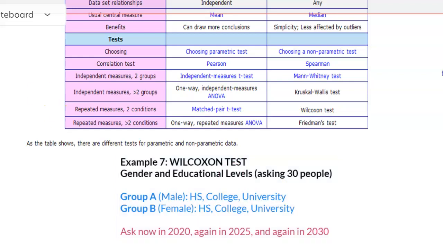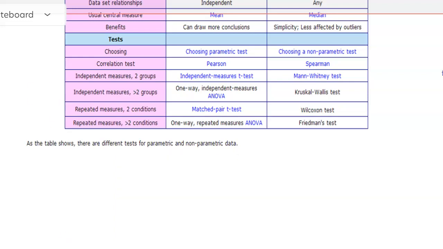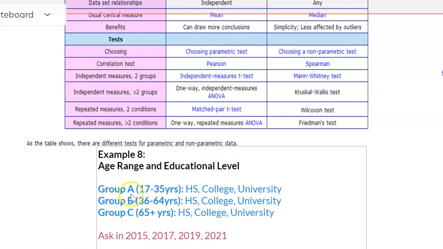Let's look at the last example, which is example 8. Here we have 3 groups. We're asking ordinal data, because we're ranking this. High school is not as educated as college. People in college are not as well educated as people in university. And we're asking these individuals in these 3 groups many times. We've asked them in 2015, we've also asked them in 2017, in 2019, and now we want to ask them in 2021. That's 4 times.